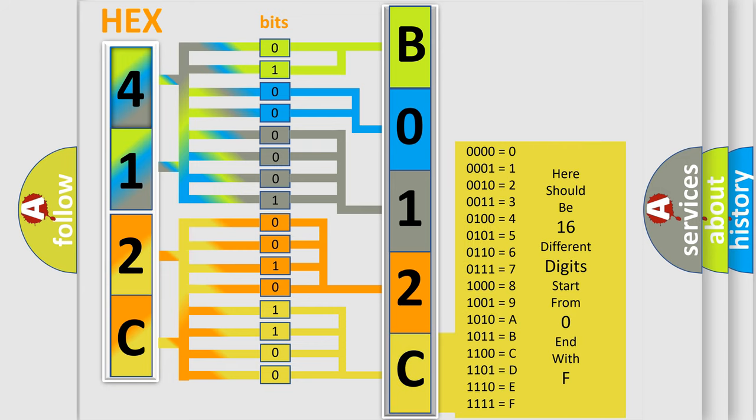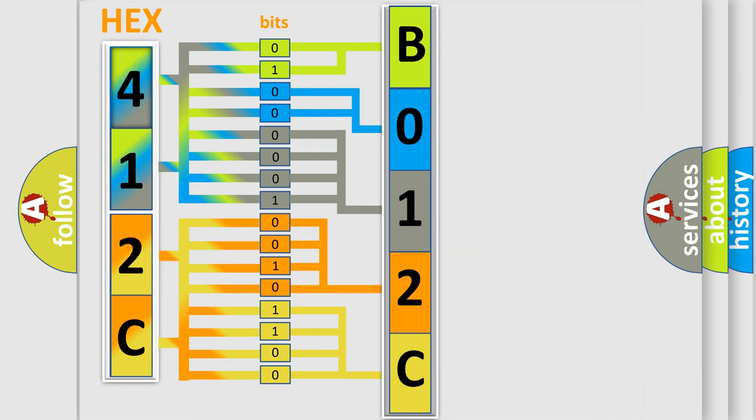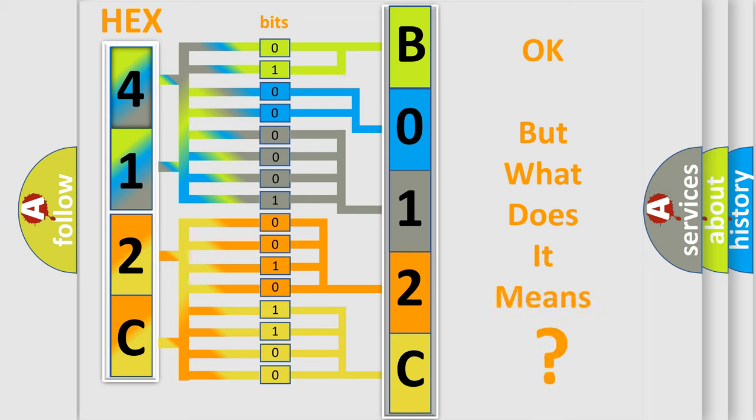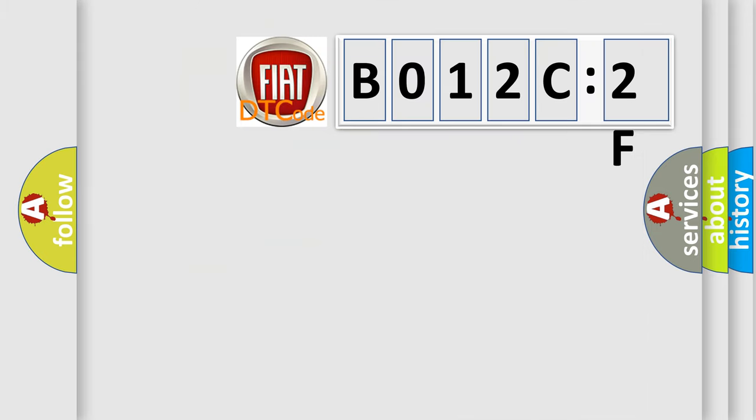We now know in what way the diagnostic tool translates the received information into a more comprehensible format. The number itself does not make sense to us if we cannot assign information to what it actually expresses. So, what does the diagnostic trouble code B012C-2F interpret specifically for Fiat car manufacturers?